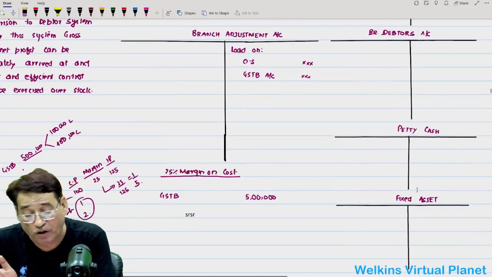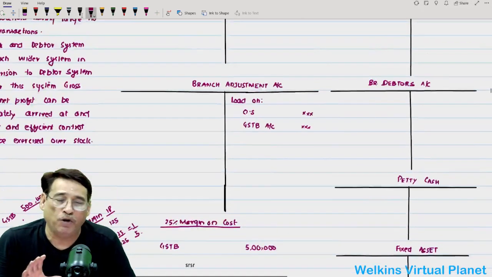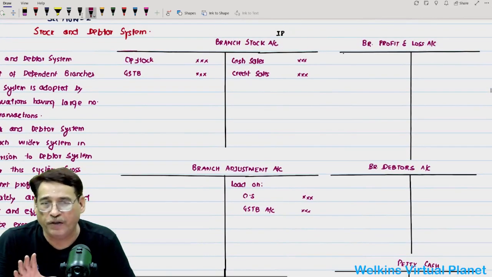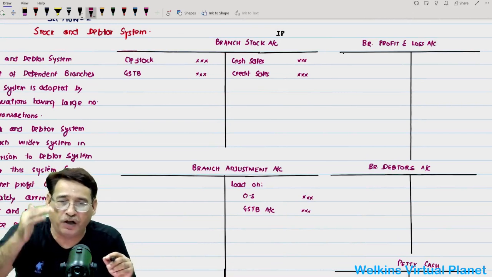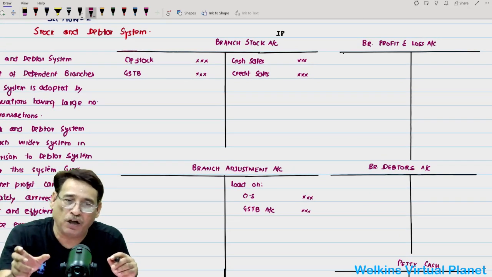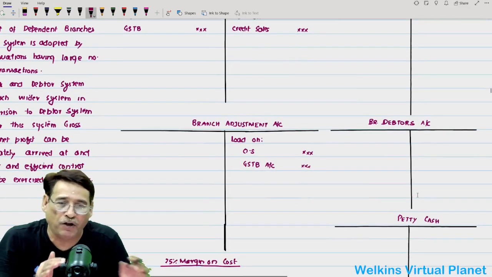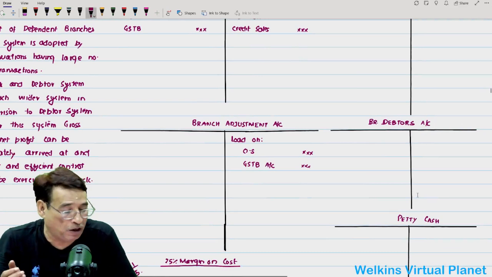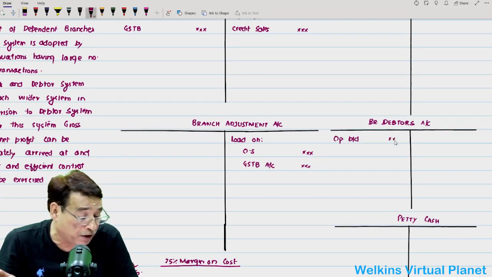Now I have already told you that in this particular system, we are going to prepare the branch debtors account in the usual manner. For example, opening debtors. If you remember, under the first system, we used to write the opening balance of debtors in the branch account, because we prepared a common account, that is the branch account. But in this system, we are not preparing any common account, so the opening balance of debtors will come in the debtors account itself. You are simply going to write the opening balance in the debtors account.